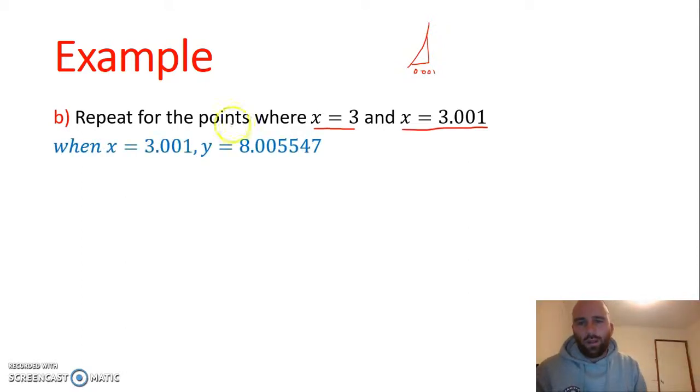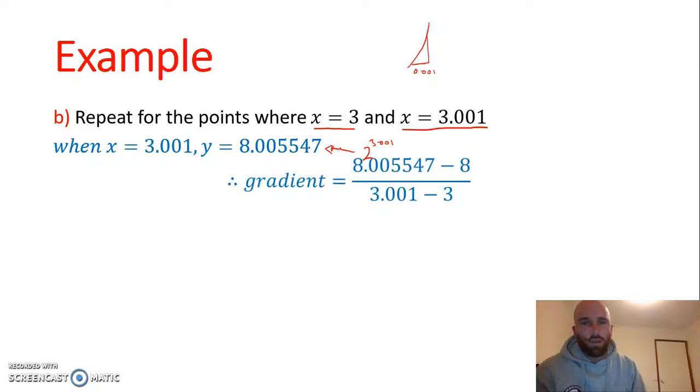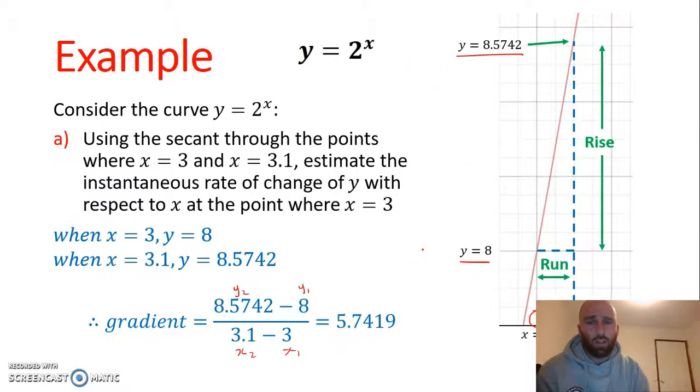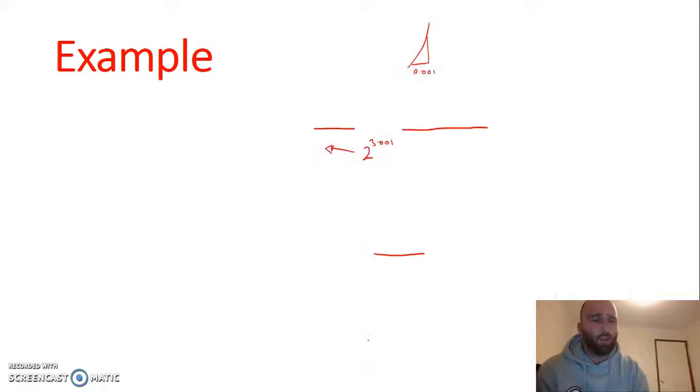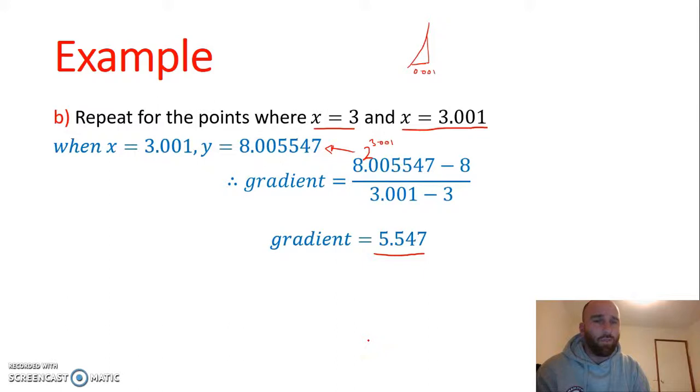So when x equals 3.001, y equals 8.005547. That's simply 2 to the power of 3.001, and that's how we generated that value. To find our gradient, we're still doing y2 minus y1 over x2 minus x1, and we actually get a gradient of 5.547. Comparing this to the one before, we had 5.7419, and as we go forward, we get 5.547. So our gradient is actually getting lower.